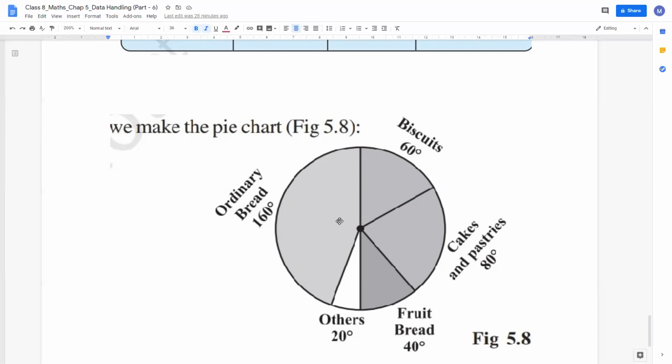You can start from a clockwise direction or an anti-clockwise direction. Whenever you draw, keep the protractor on the new radius and we can draw all the information in the circle. This way we can draw the pie chart.